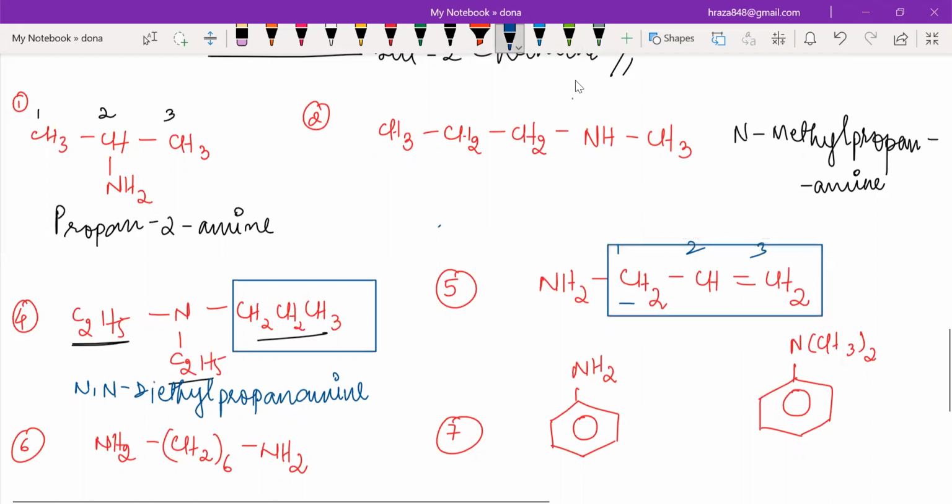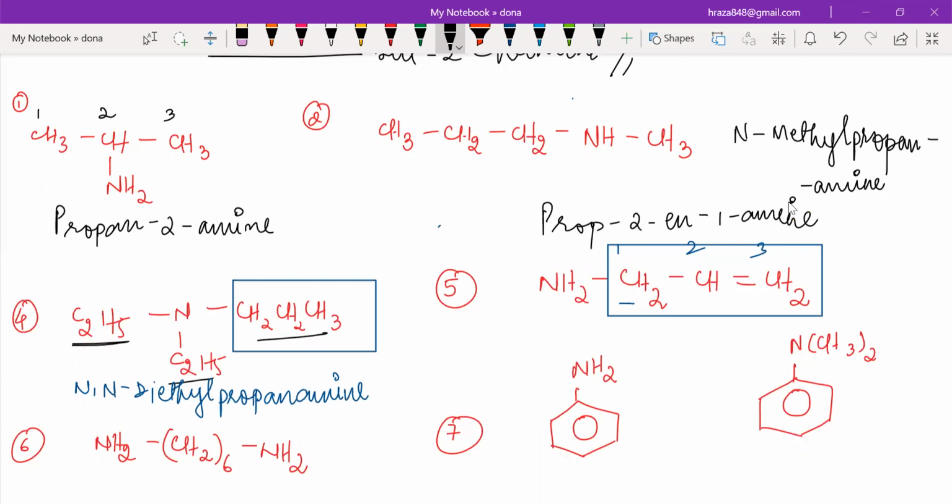Now, if you are going to name it, there is no branch, so directly jump to the parent chain, and its name will be prop-2-en-1-amine. Don't write the e at the end when you write the name. Isn't it easy? Or you can directly write prop-2-en-amine. Yeah, that's what I said, prop-2-en-amine. Thank you.